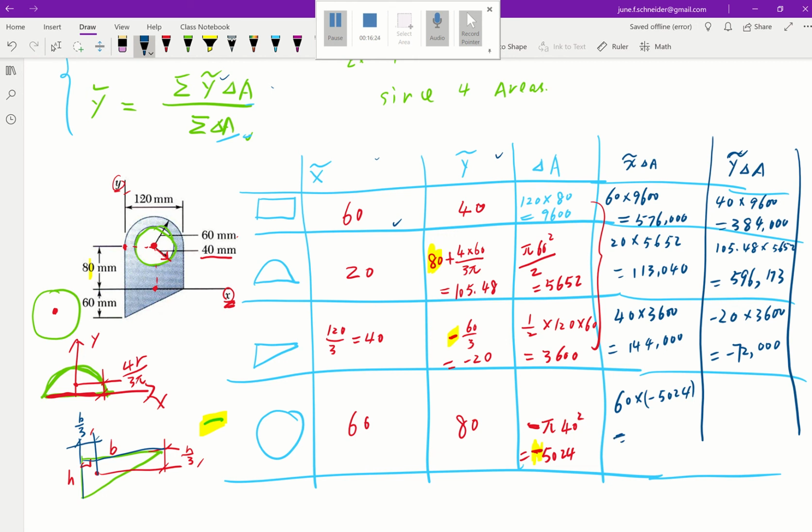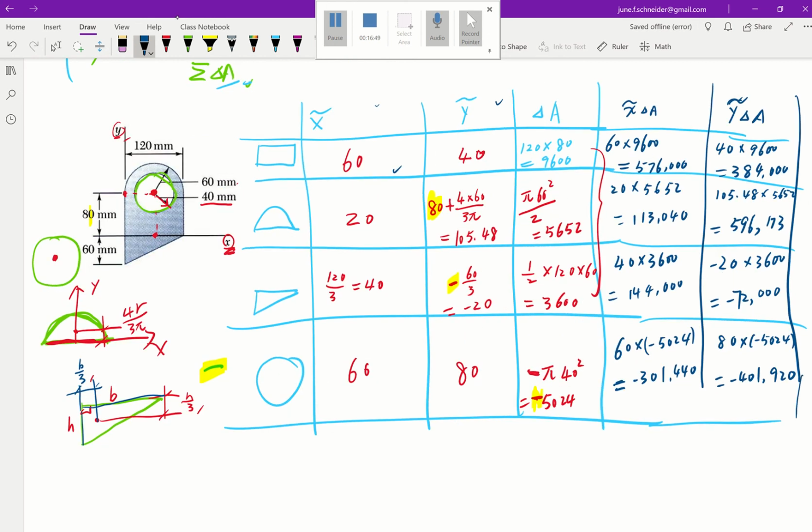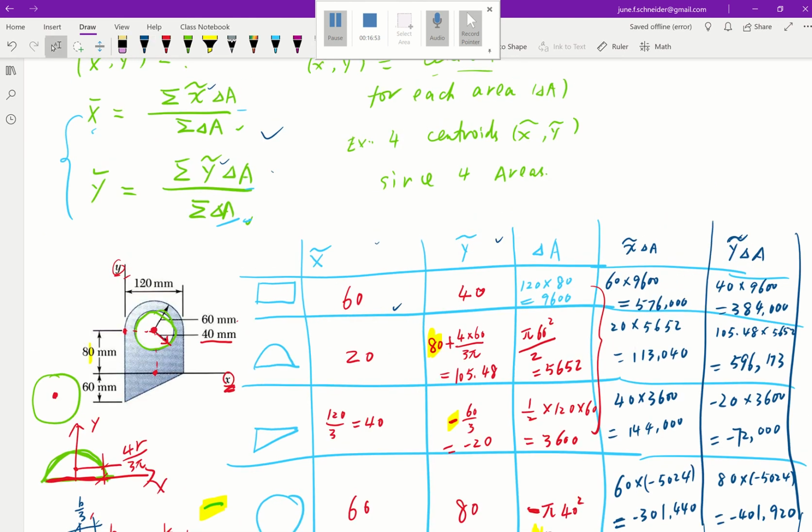We'll have negative 301,440. Then for this, y tilde, it's 80 times 5024. We'll have negative 401,920. So we have all those together. Then go back to our governing equation here.